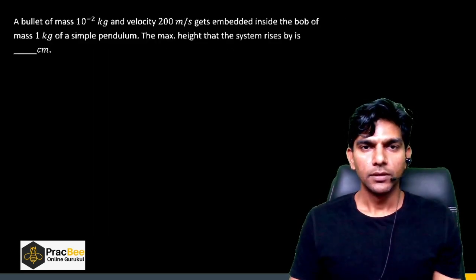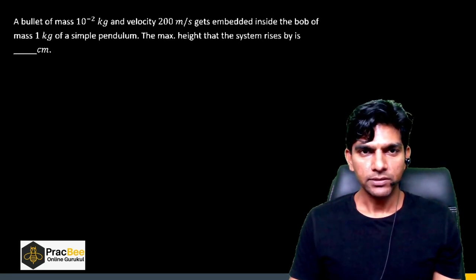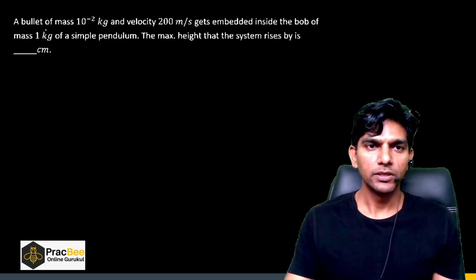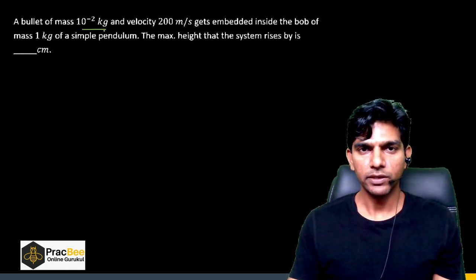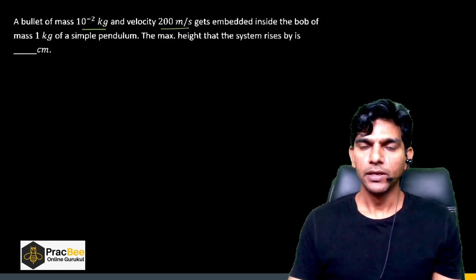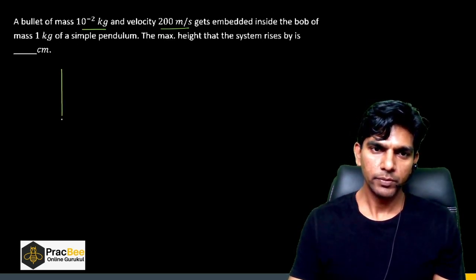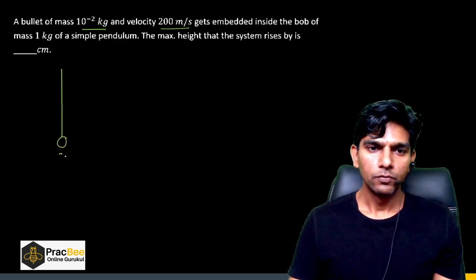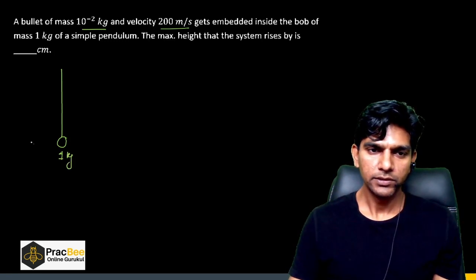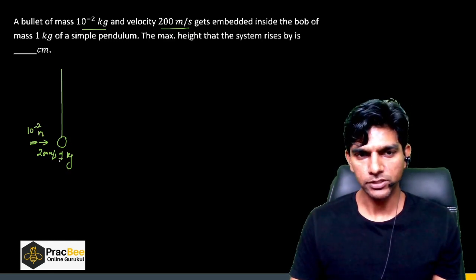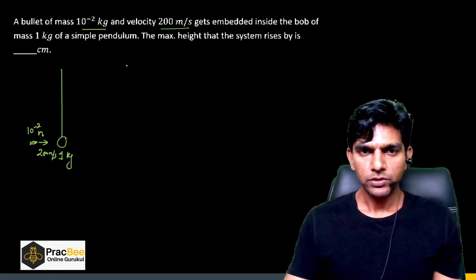Next question is from energy conservation. First we have to conserve the linear momentum. A bullet of mass 10 raised to the minus 2 kilogram and velocity 200 meter per second gets embedded inside the bob of mass 1 kilogram of a simple pendulum. So there is a simple pendulum and this bob is having a mass of 1 kilogram, and there is a bullet which we have fired, its velocity is 200 meter per second, and its mass is 10 raised to minus 2 kilogram, which is very small in comparison to 1 kg. Now after collision, what would happen?